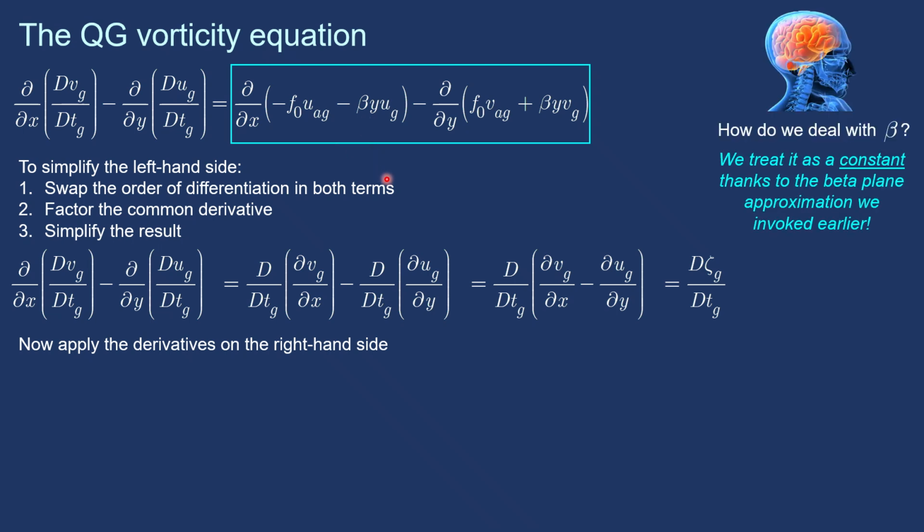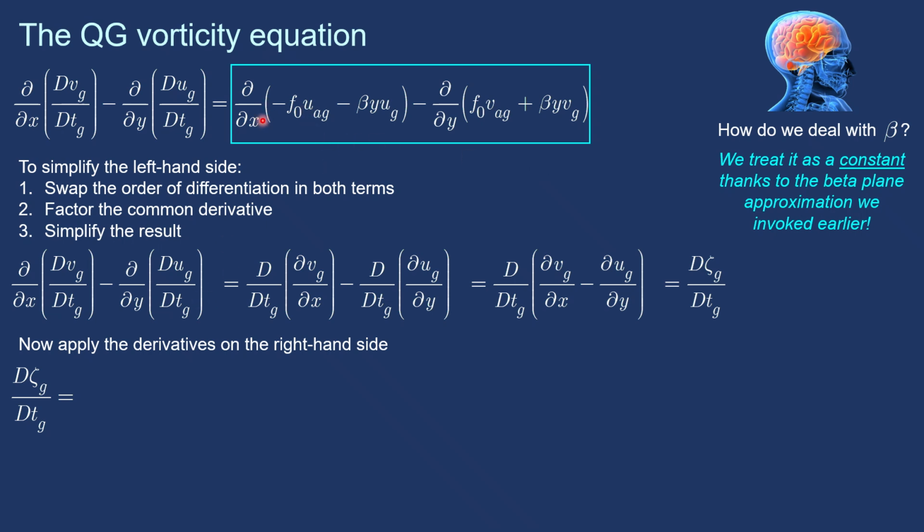And the good news is here we get to treat it as a constant, and that is thanks to the work that we did in deriving the QG momentum equation, where we invoked the beta plane approximation in our Taylor series that we worked out from before. So we have two constants inside the parentheses. F naught and beta are both constants. uAG, y, and uG are variables. Similarly over here, vAG, y, and vG are going to be variables in this second term. So now we can work out the derivatives knowing that.